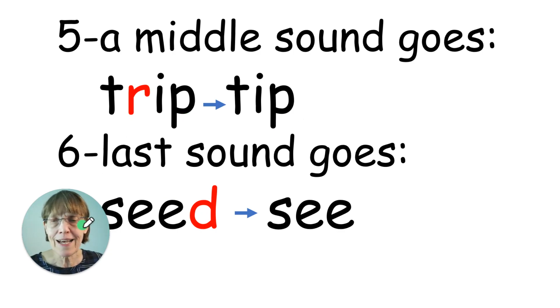In number 6, the last sound goes. So in this word, we have s, e, d. We have a 3 sound word, 4 letters, 3 sounds. But in this word, we only have 2 sounds, s, e, because there's no d. The d is gone. The last sound goes.